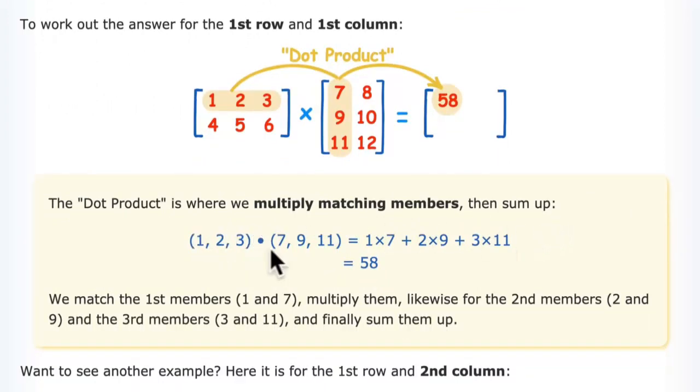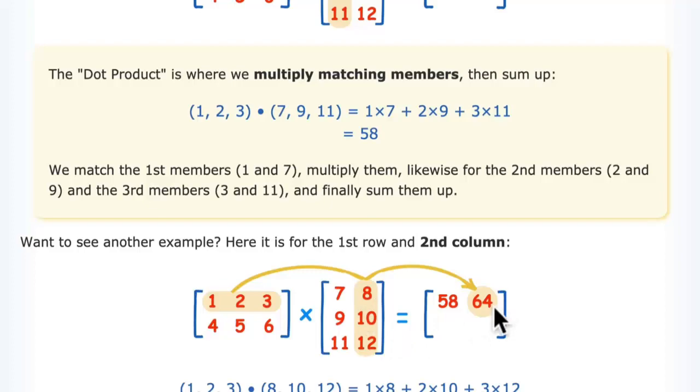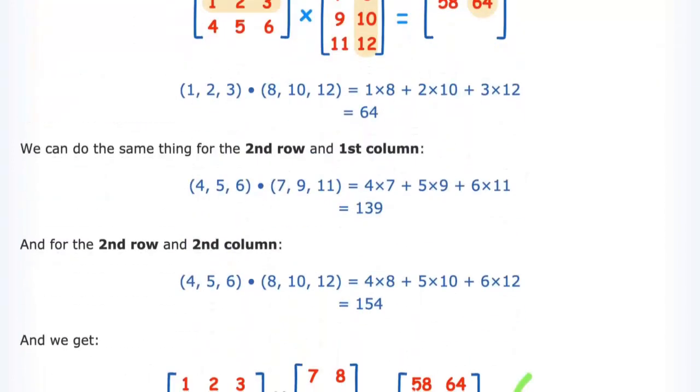So 1, 2, 3 times 7, 9, 11. Yes. Equals 1 times 7, 2 times 9, 3 times 11. Okay, I've got that. That equals 58. Then we do it again for the second column, and that's 64. And then again.